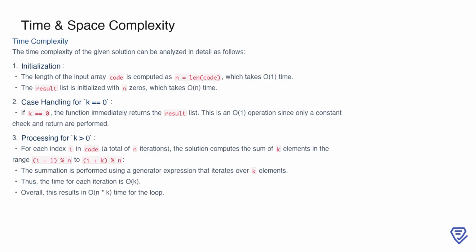However, when k is positive, the function enters a loop that iterates over each index i of the array code. For each of these n iterations, the solution computes the sum of k elements within a specific range. Computing this range involves modular arithmetic to ensure circular indexing, and the summation itself iterates over k elements. Therefore, each of these iterations takes O(k) time, leading to an overall time complexity of O(n·k) for this case.